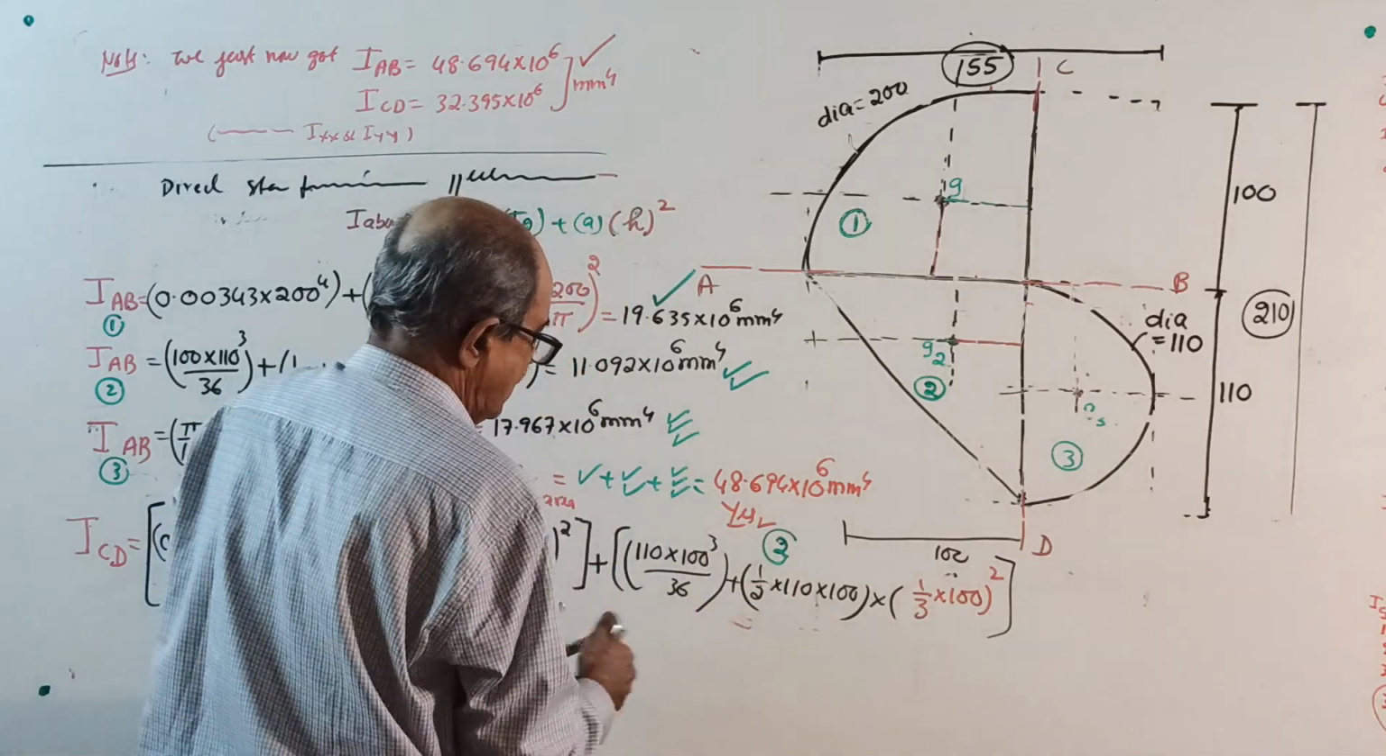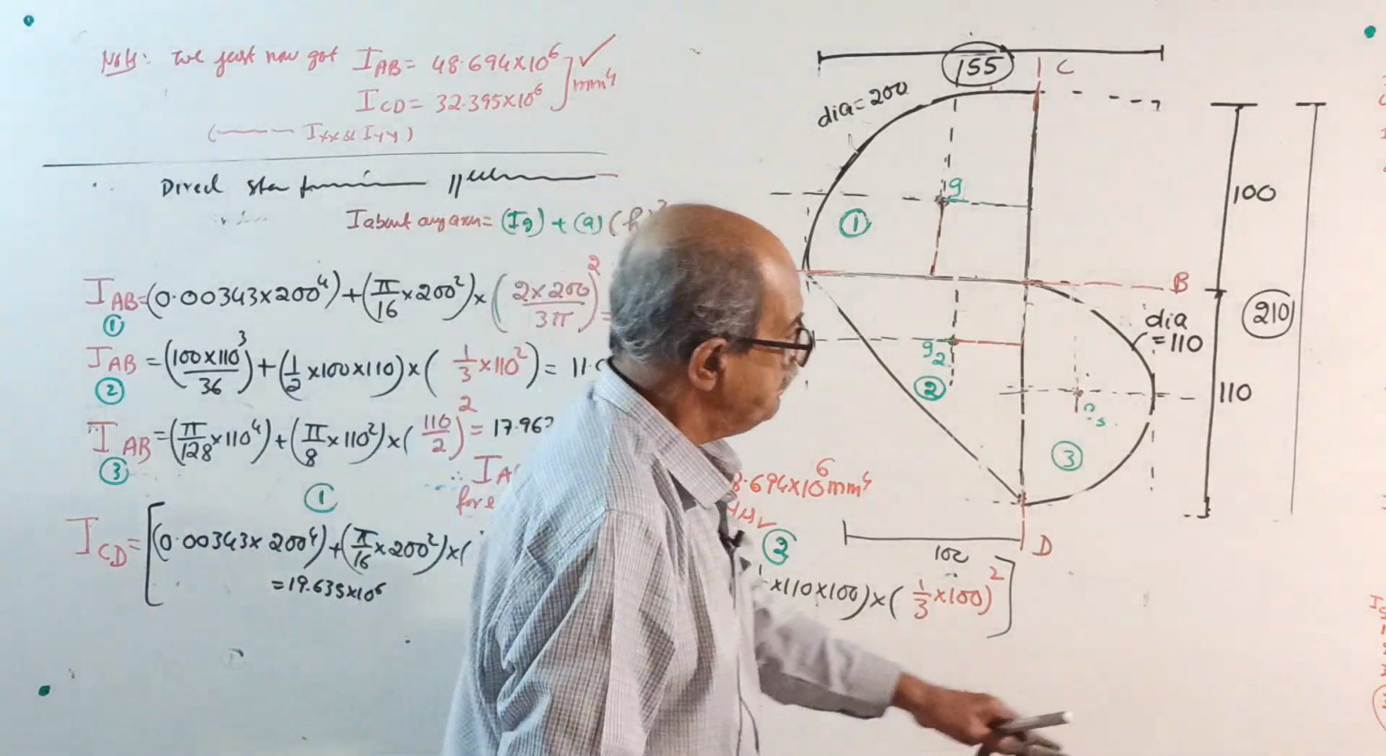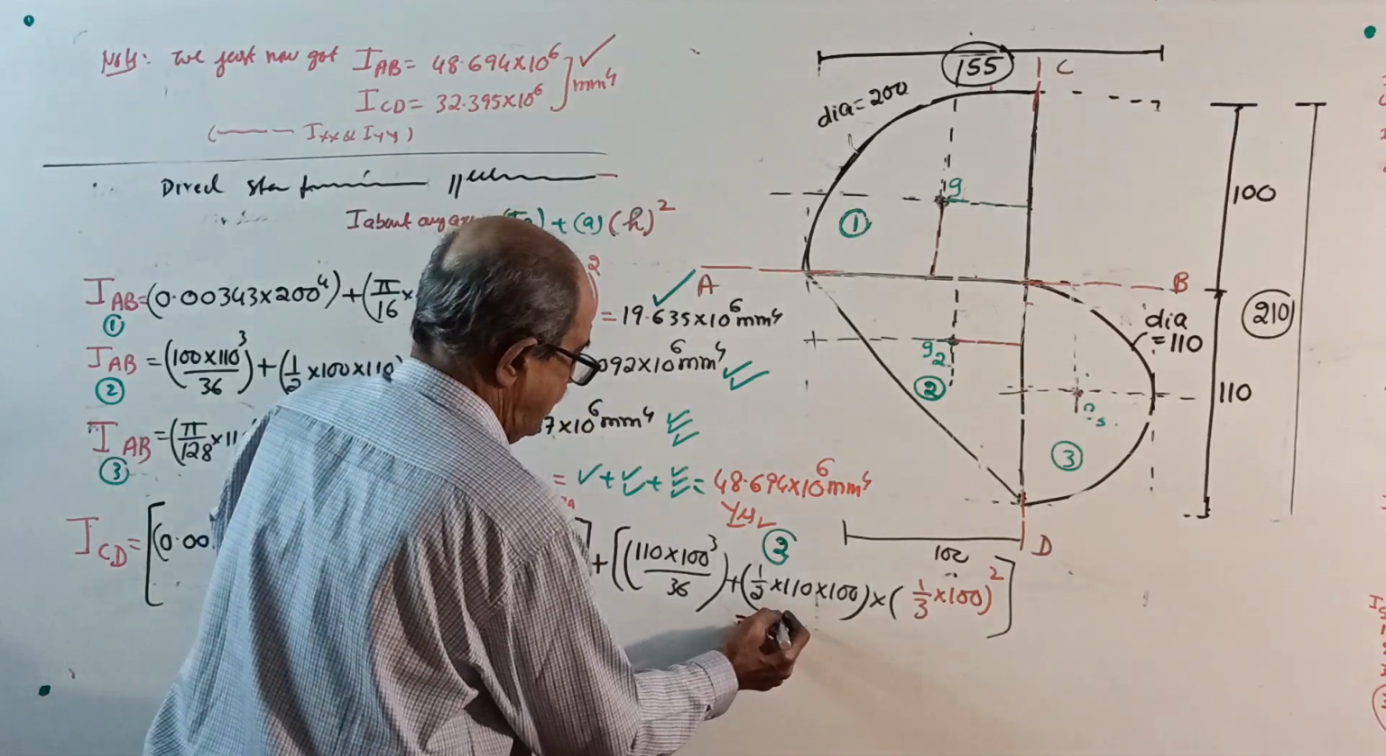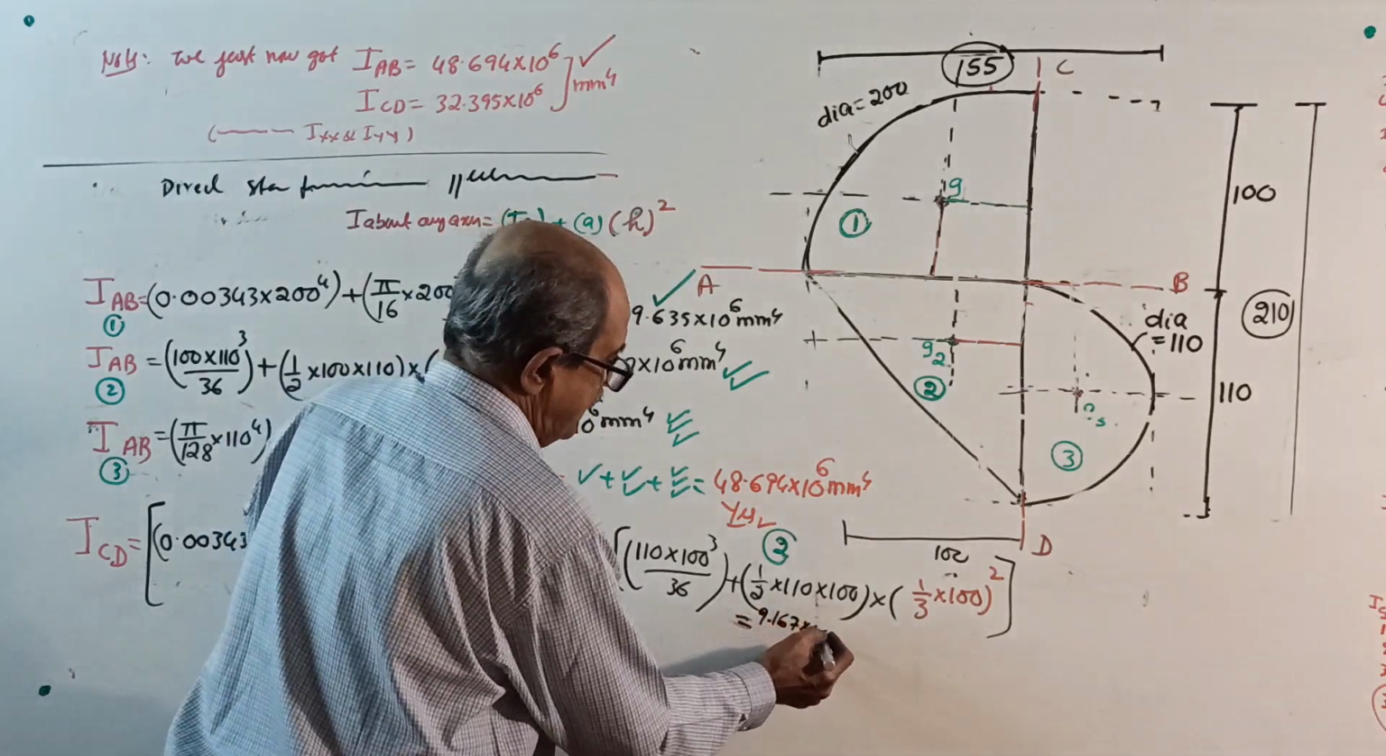This is for 2. See, this is for 2. This answer I already calculated. It came 9.167. 9.167 10 to the power 6.